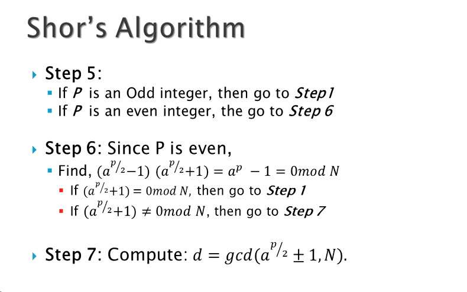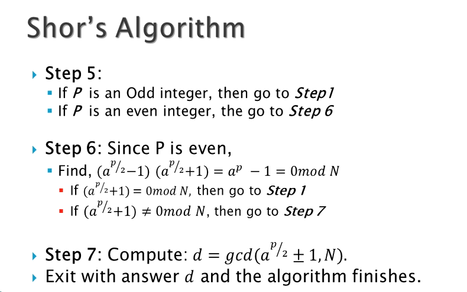In step 7 we compute d, which equals the GCD of a^(p/2) plus or minus 1, comma n. So we find the GCD. When we find the GCD, then we have d. We exit with the answer d, and the algorithm is finished. So this is about the algorithm.